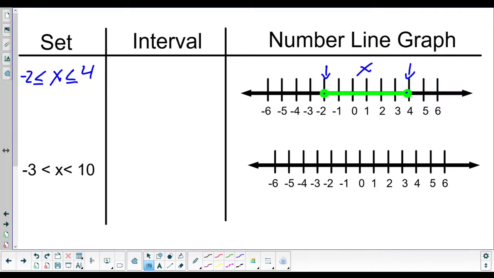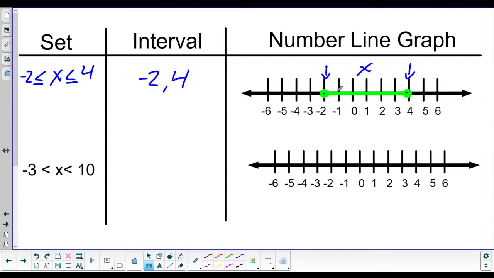So that's set notation. Let's talk about interval notation. Interval notation I think is a bit easier. For interval notation, we want to say start at negative 2 and go to 4. So we just put the numbers, negative 2, comma, 4.